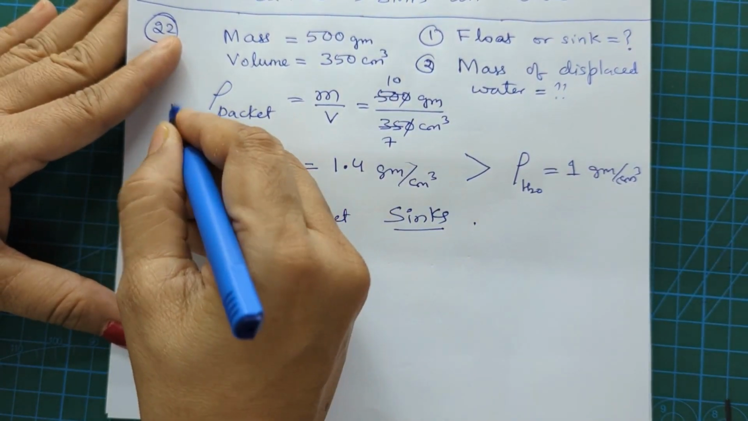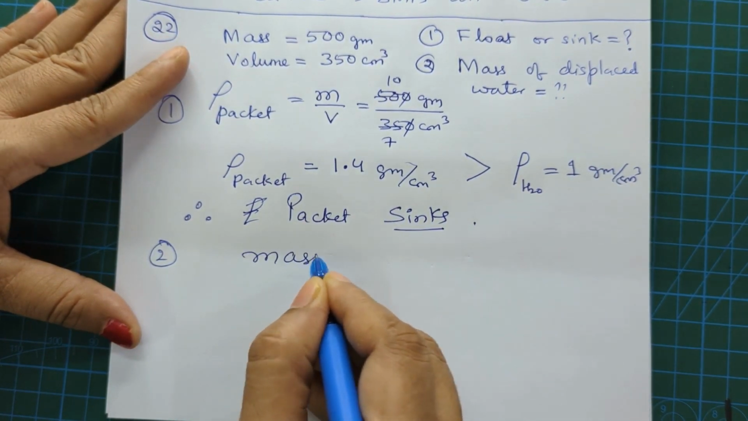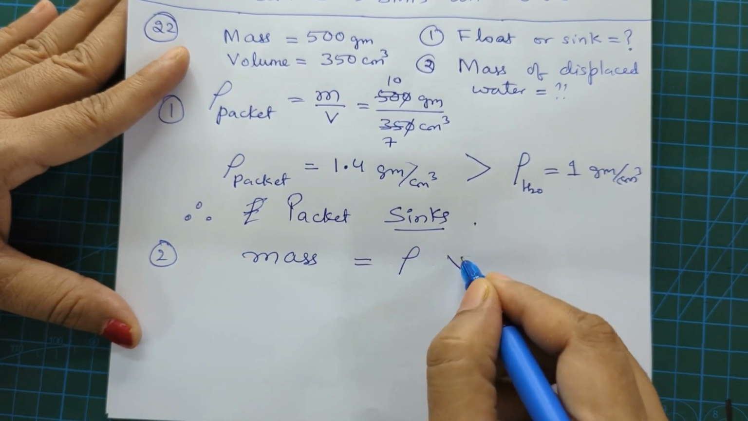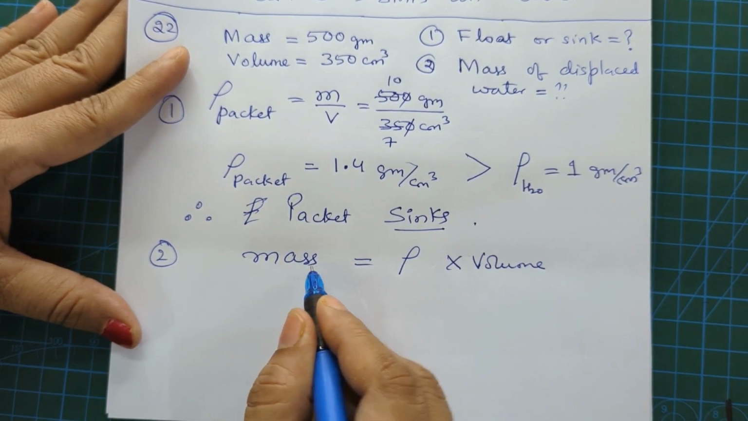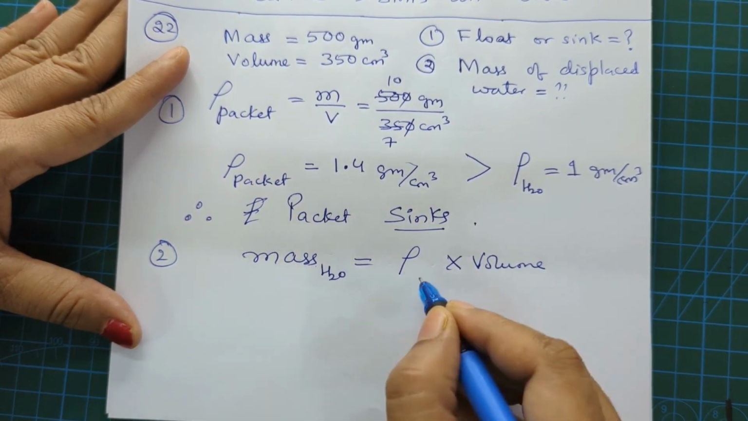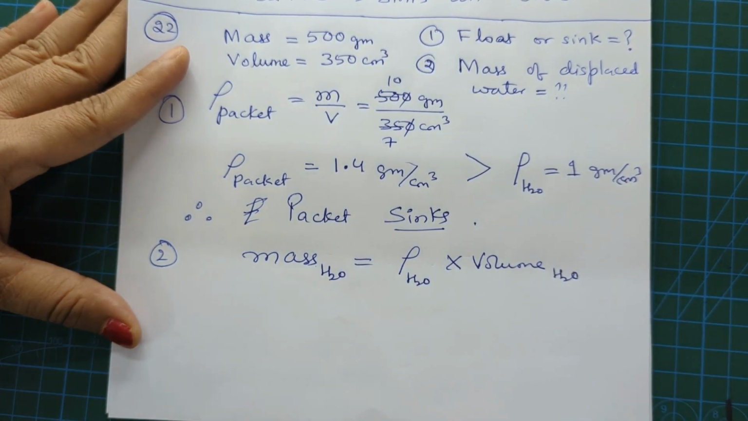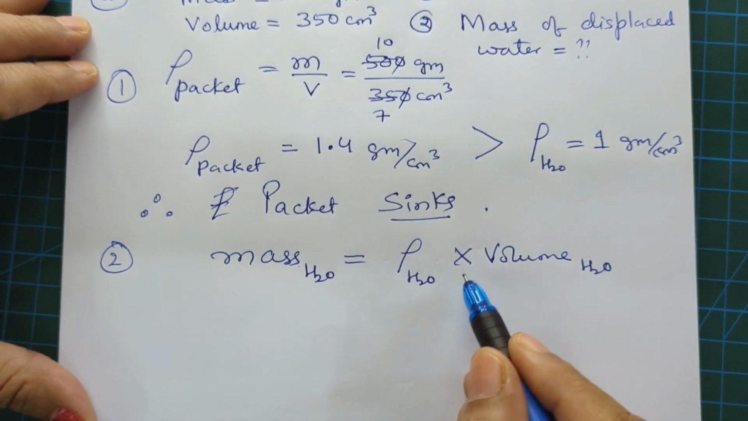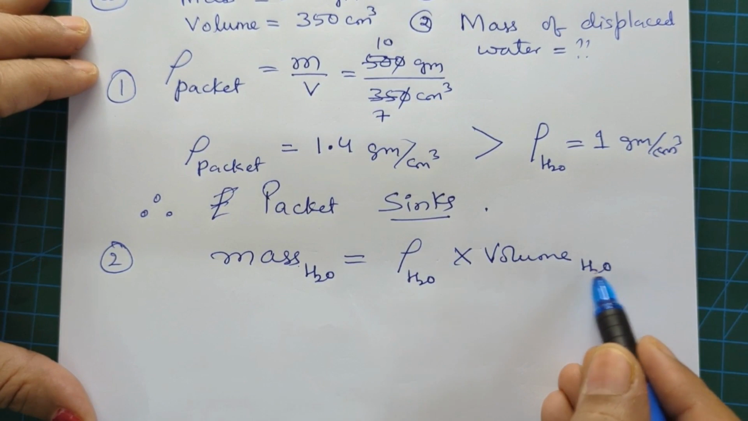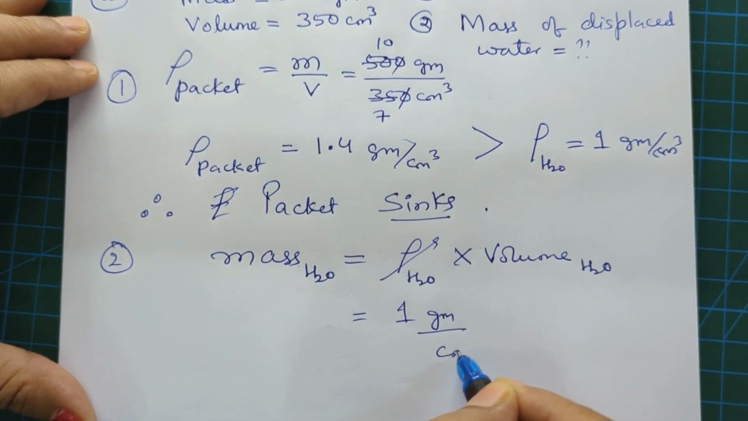So that was the first bit. Now the second bit of the 22nd question. We know that density is mass per volume. In that case, mass is density into volume. So what is the mass of water displaced? We have to find the mass of water, which is the density of water into the volume of water. Mass of water displaced is equal to density of water times the volume of water displaced. So the density of water is 1 gram per centimeter cube.